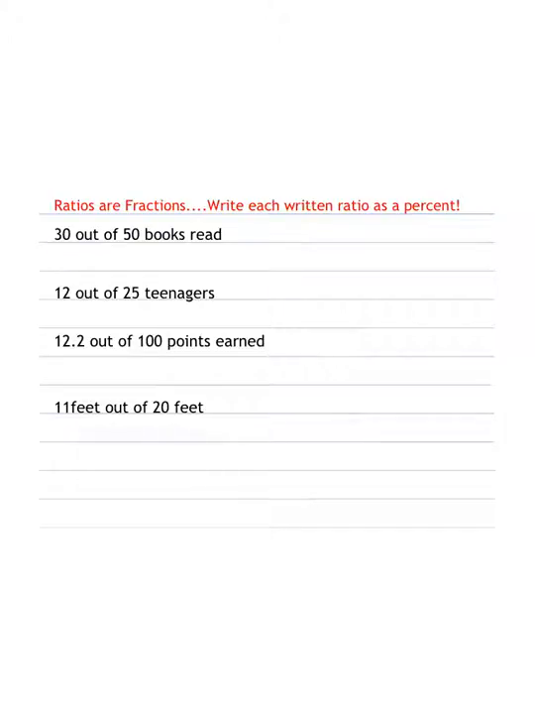Write each written ratio as a percent. So 30 out of 50 books read would be 30/50. Times 2. So 30 times 2, so 60 hundredths, which is 60%. So 30 out of 50 is the same as 60% of the books that are read, which makes sense because 50% of 50 is 25. 30 is a little bit more, which would be 60%.